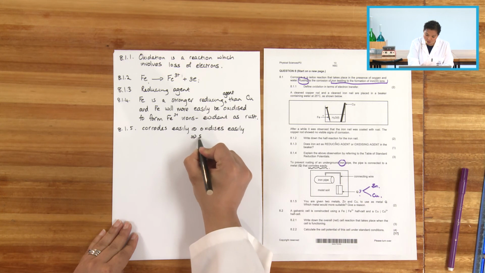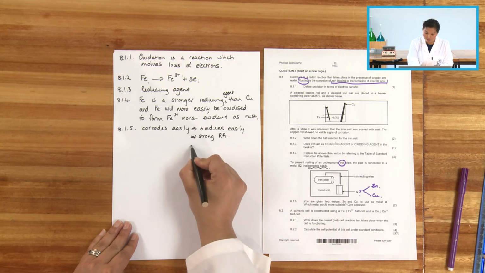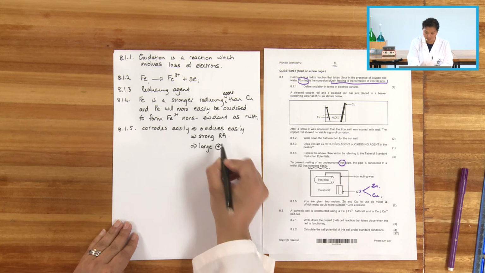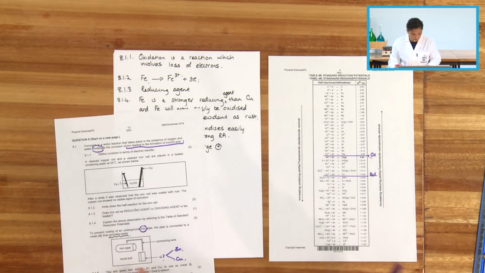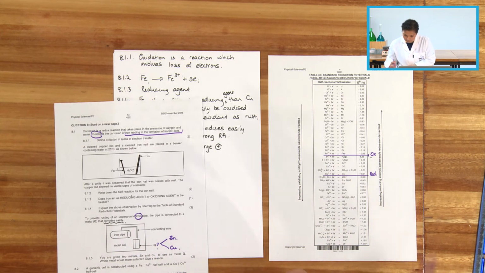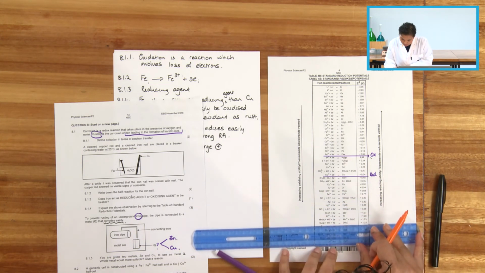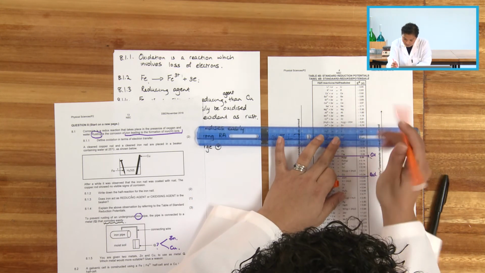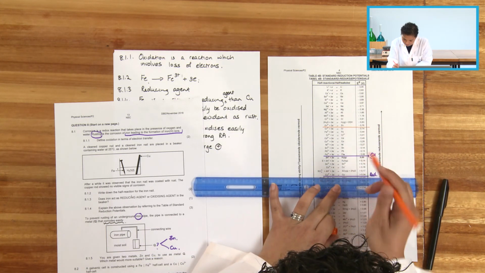Which means it's a strong reducing agent. So it means we want to look for the largest positive value. So if we go and look at these values over here, zinc, I'm going to use a different color. Zinc, whereabouts are you? There we are. There. And copper.